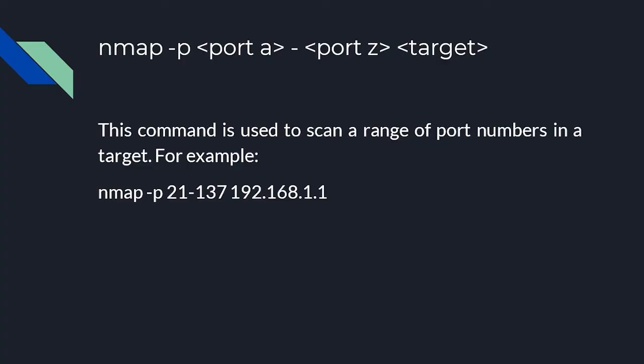The next command is nmap -p, your port range, and then your target. This command is simply used to scan a range of port numbers on a target. I have given a small example: nmap -p, and for instance I want to scan from port 21 to port 137, followed by my IP.